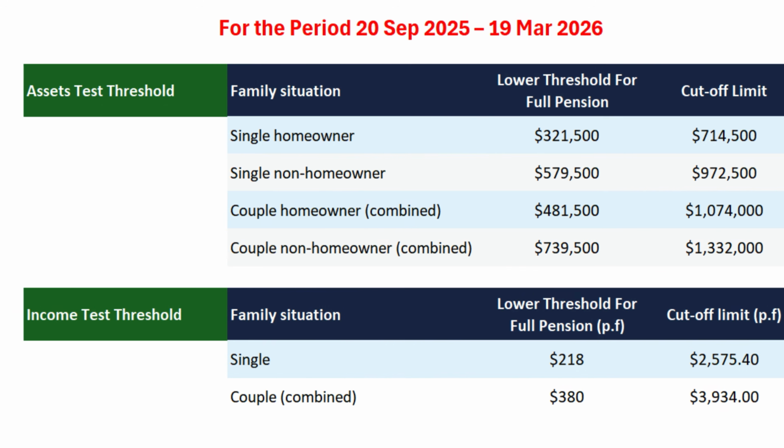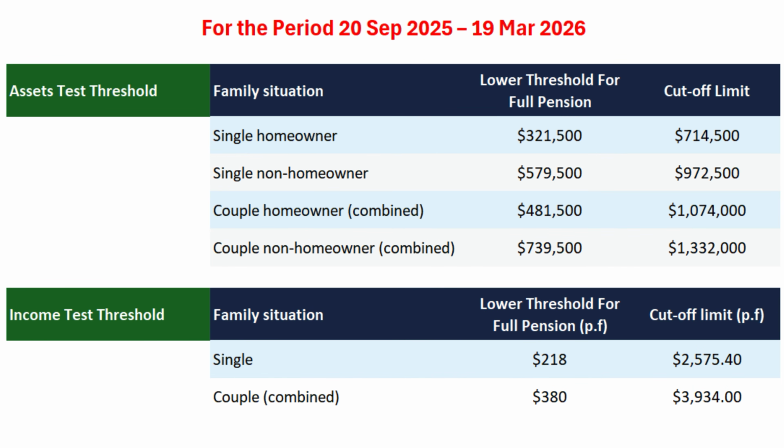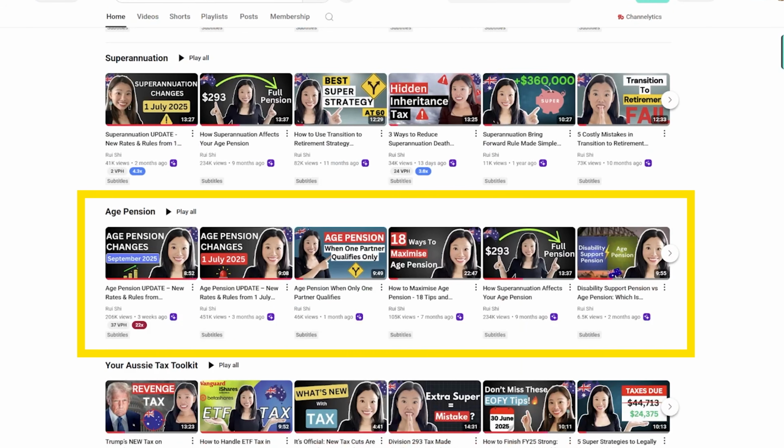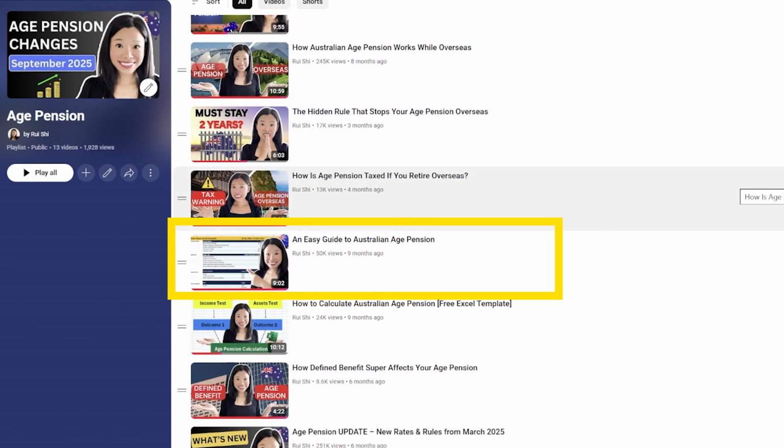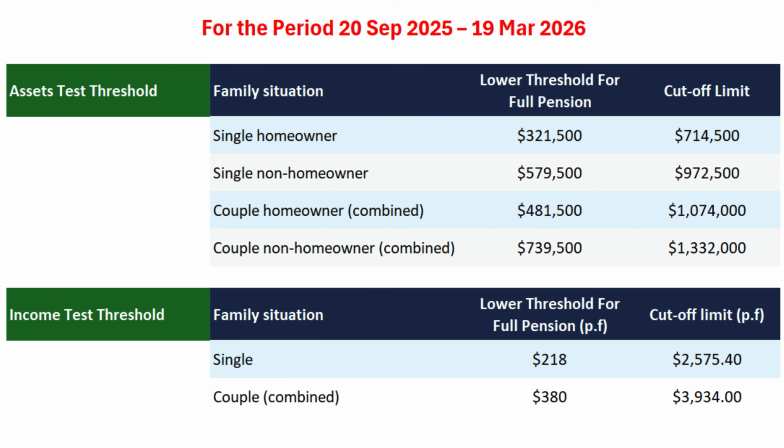Here's the assets and income test thresholds from 20th of September 2025 to 19th of March 2026 for your reference. If you're new to the age pension system and want to understand how these thresholds work, check out my other videos where I explain the basics in more detail. These thresholds apply to your total assessable assets and income. An investment property is often a large part of that, so understanding how it affects both the assets test and the income test is absolutely critical.